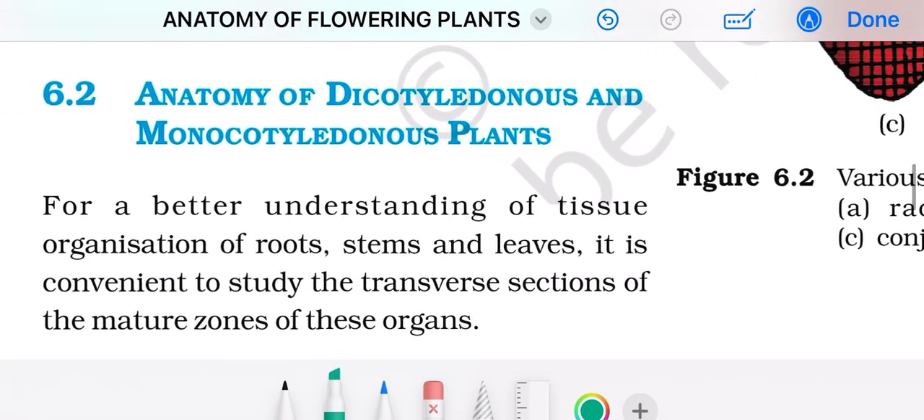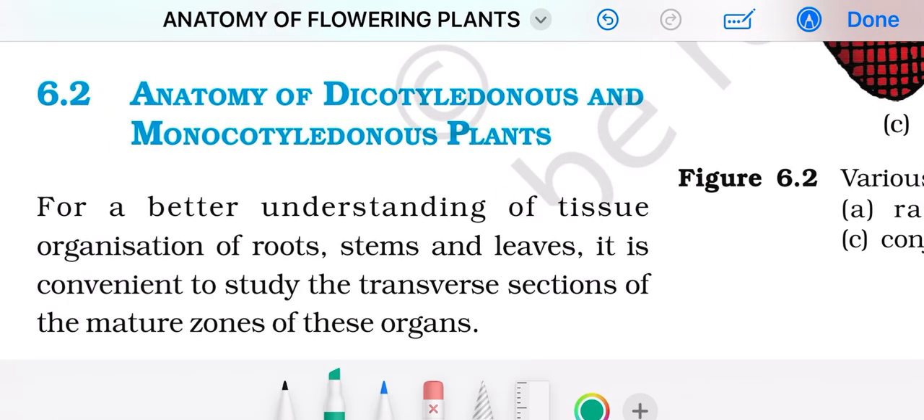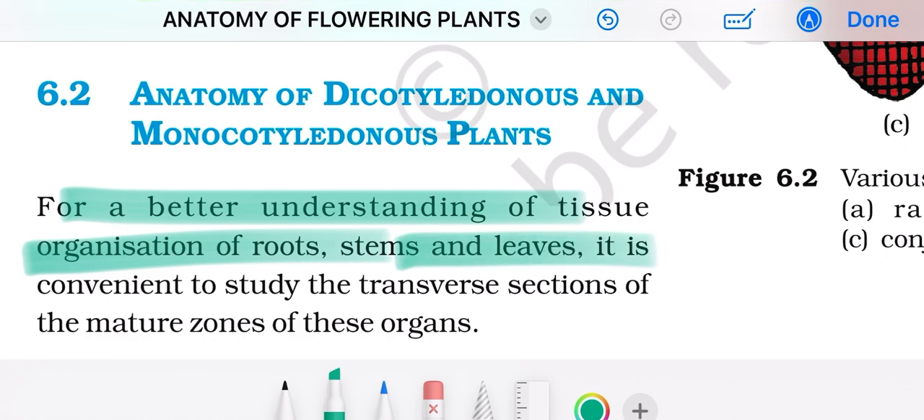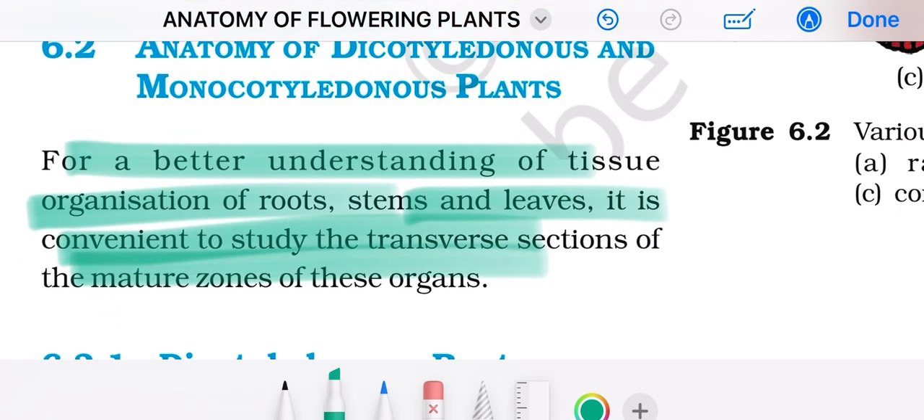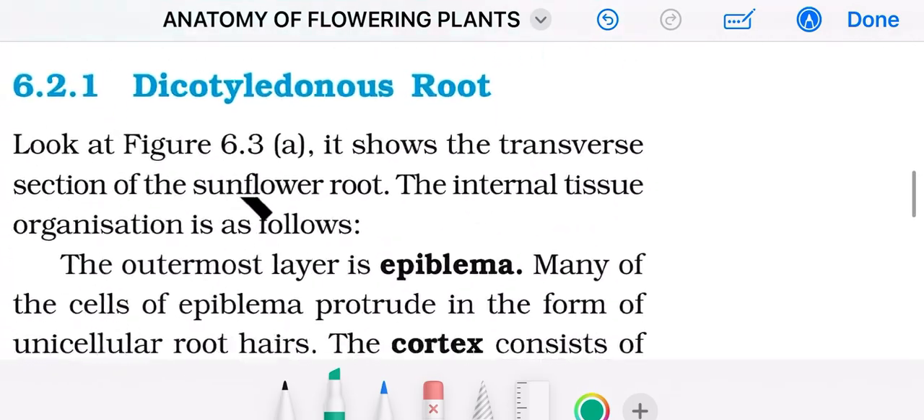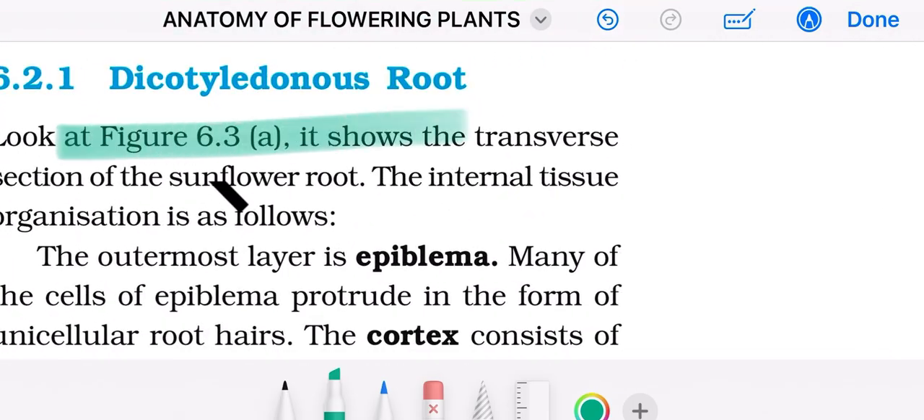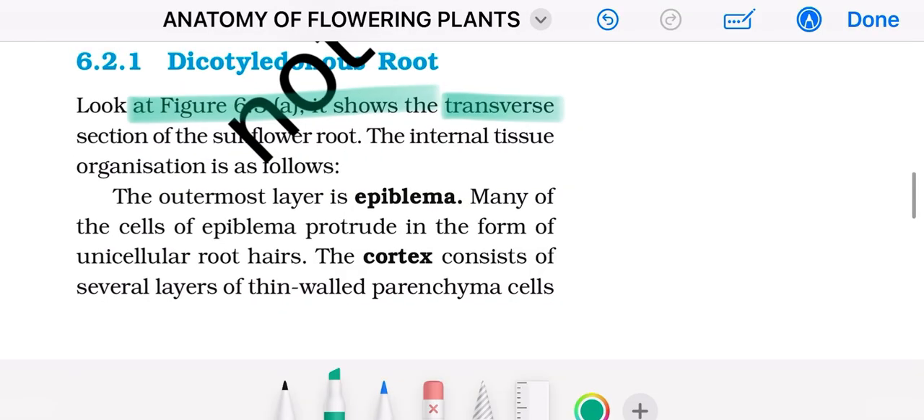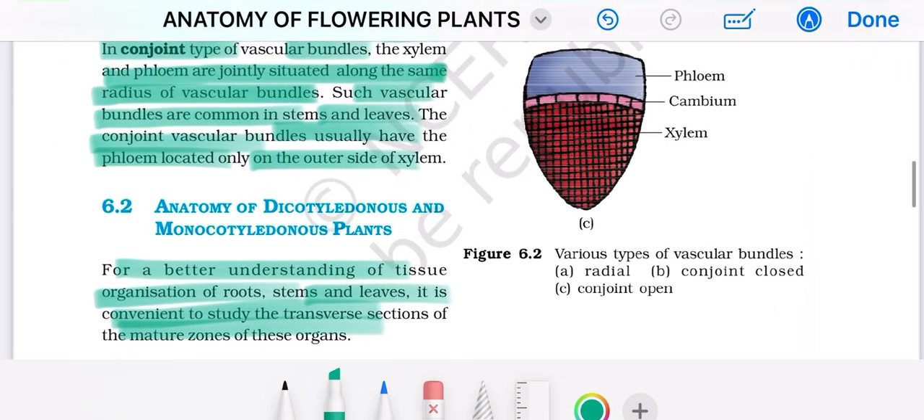Anatomy of dicotyledonous and monocotyledonous plants. For a better understanding of tissue organization of roots, stems and leaves, it is convenient to study the transverse section of mature zones of these organs. Dicotyledonous root. Look at the figure. It shows the transverse section of a sunflower root. The internal tissue organization is as follows.